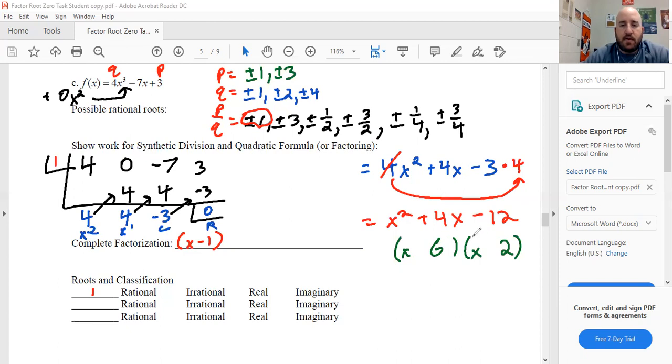Now I say, since 12 is negative, when I multiply 6 and 2, one of those has to be positive, one has to be negative. They have to have opposite signs. And then to get positive 4, what am I going to have to do? 6 minus 2 or 2 minus 6? Of course, that would be positive 6 minus 2.